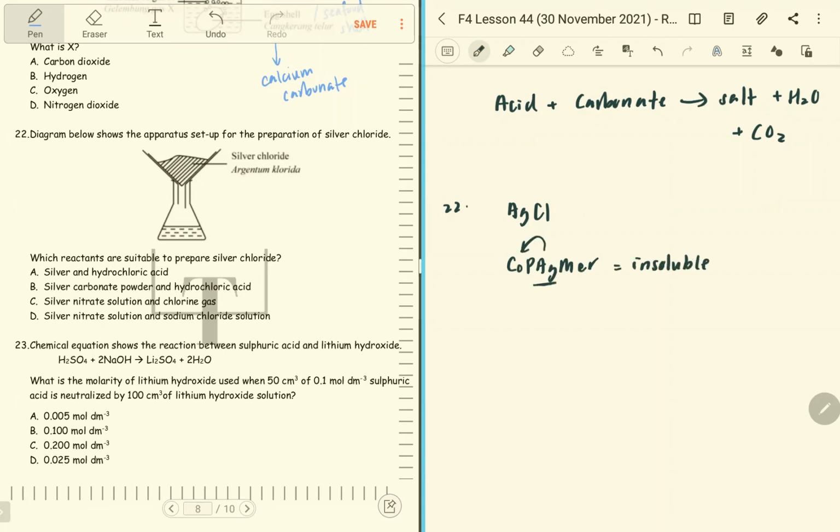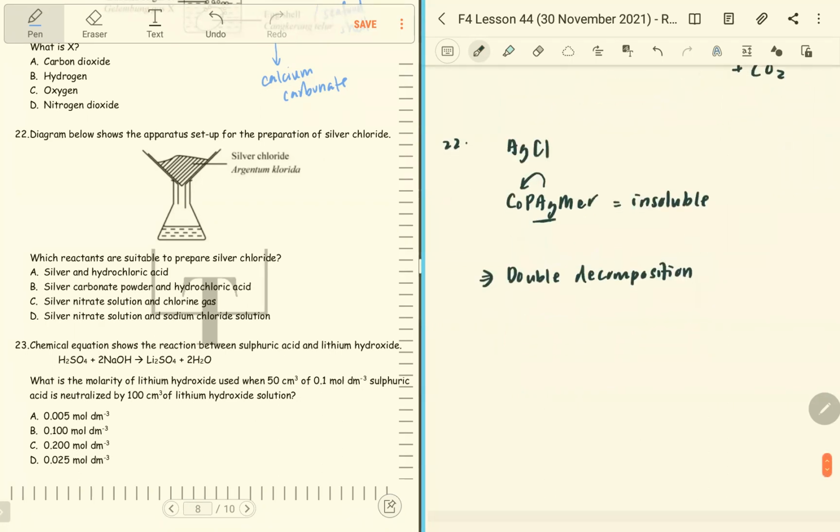If you are preparing an insoluble salt, you straight away know that you're using the double decomposition method. What is the double decomposition method? You use two soluble salts reacting with each other: soluble salt 1 reacting with soluble salt 2, then you will get one insoluble salt and one soluble salt.